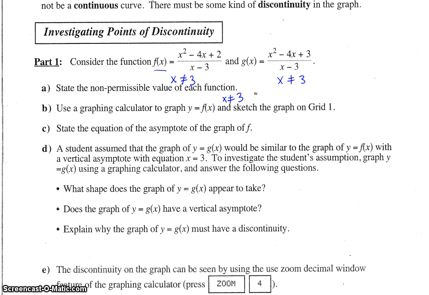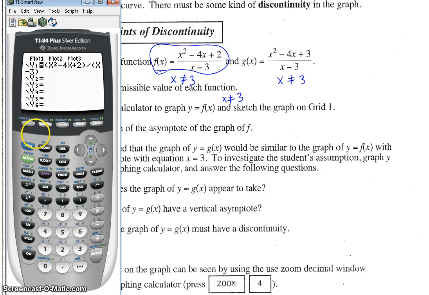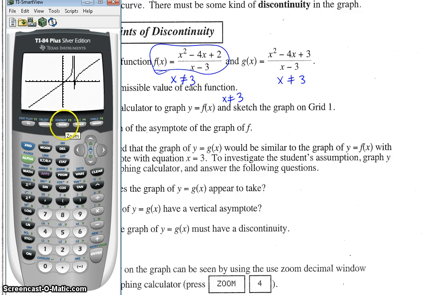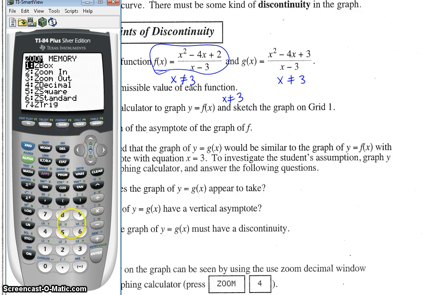Okay, use a graphing calculator to graph y equals f of x, and then we're going to sketch it on grid 1, which I'm assuming they give to us someplace. So grab your calculator, I will as well, and put f of x into y1. Did you remember to put brackets around your numerator and brackets around your denominator? Hopefully. Now with Zoom Standard, resetting our windows, we get a graph that looks like that. Yuck. Okay, let's try Zoom Decimal, just so it looks a little prettier. And we get a graph like that.